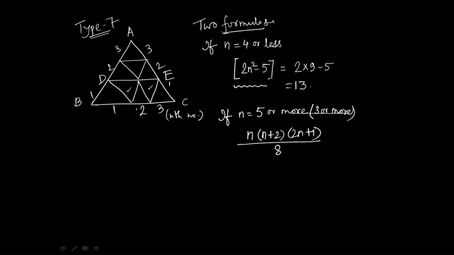3 is the smallest one. This figure cannot be made without 3 parts. This first one cannot be applied after 4. It cannot be applied for 5 or 6 or 7. But this second one is applicable in both cases. So if the number is small, like 4 or 3, then the first formula is enough to calculate this.